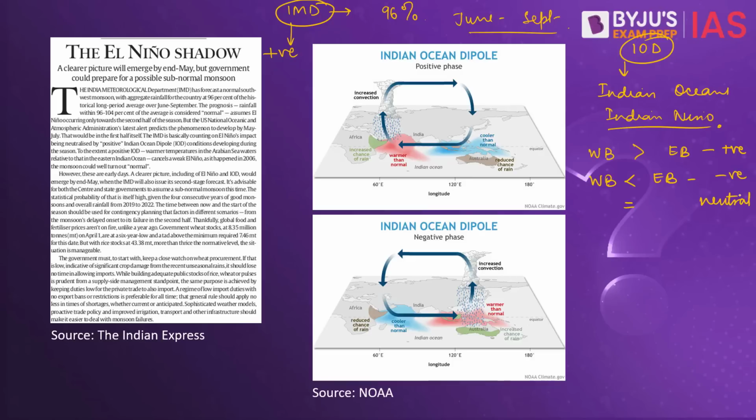Now in case of a positive IOD, a better rainfall is experienced in the western portion of the Indian Ocean, including that in India.